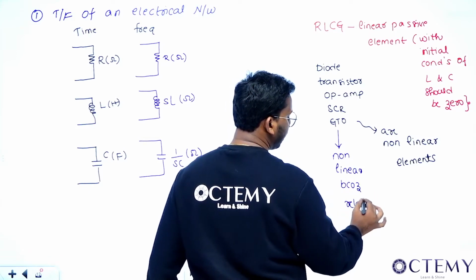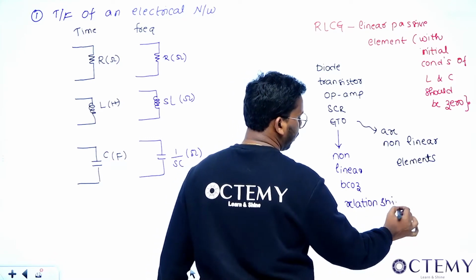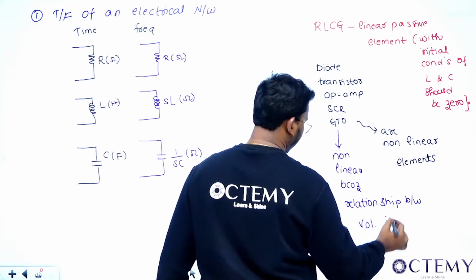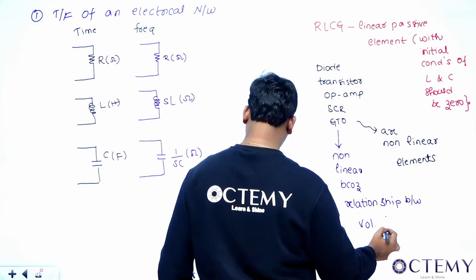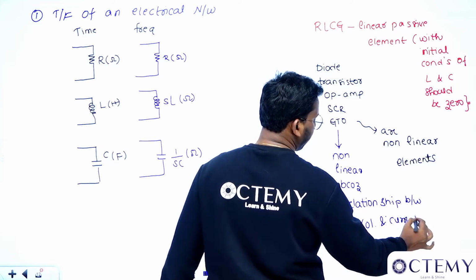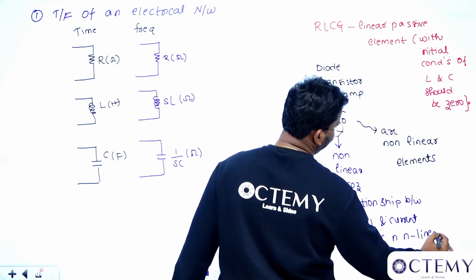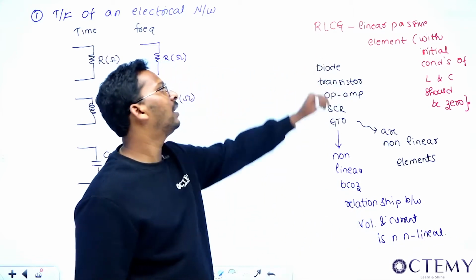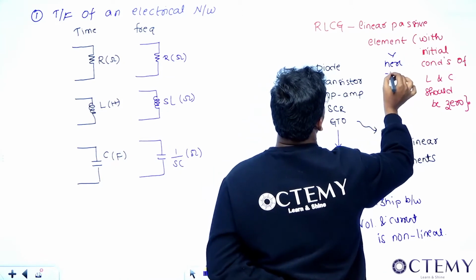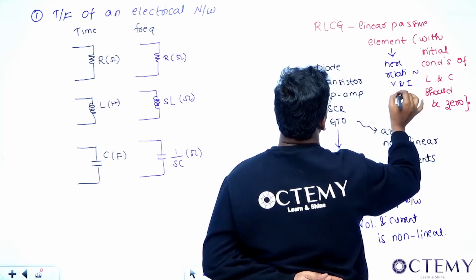They are non-linear because the relationship between voltage and current is non-linear. Here what is there, sir? Here the relationship between voltage and current is linear. Here the relation between V and I is linear.